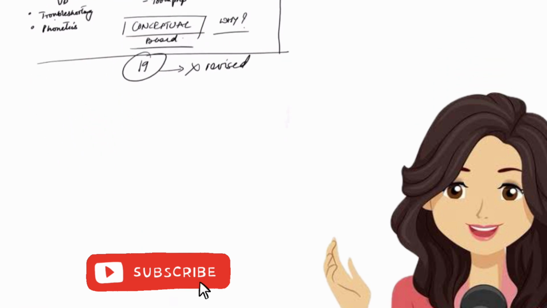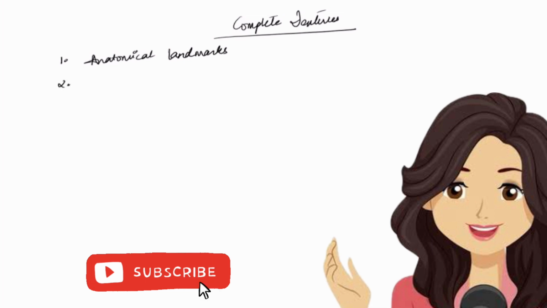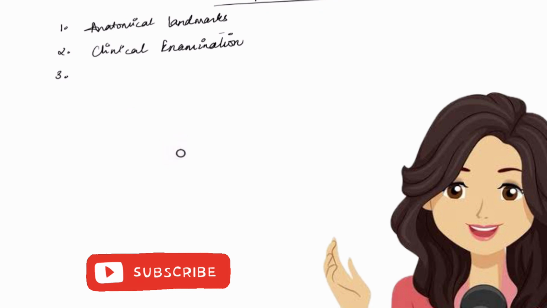Now, today we start with complete dentures. In complete dentures, the first topic in today's class is your anatomical landmarks. The second topic that we will cover today is the clinical exam of a patient. Then we will move further with age-related changes in the tissue.